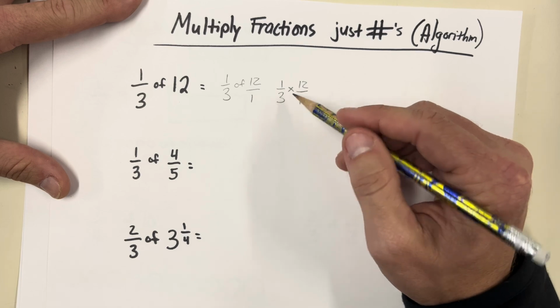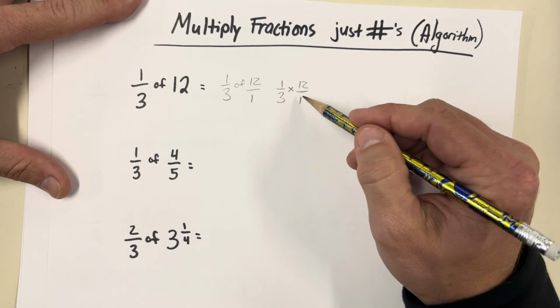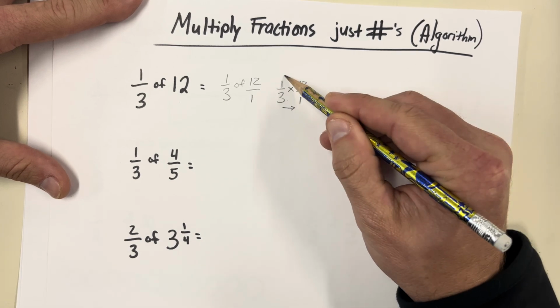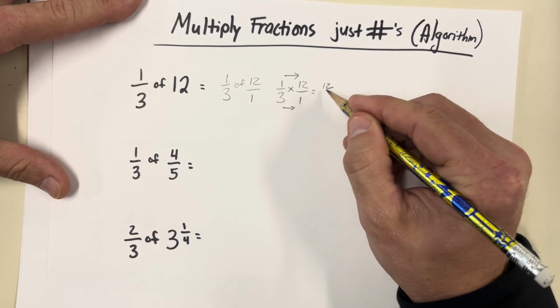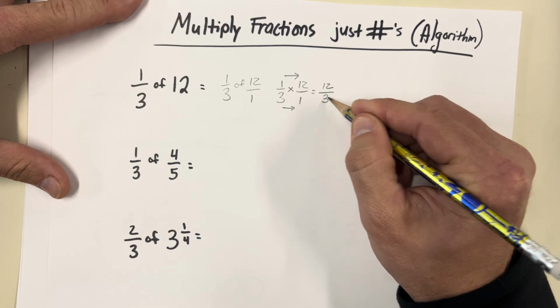When we have two fractions and we're going to multiply, we can actually just take our numbers and multiply them straight across, and that would get us 12. 1 times 12 is 12. 3 times 1 is 3. 12 over 3.